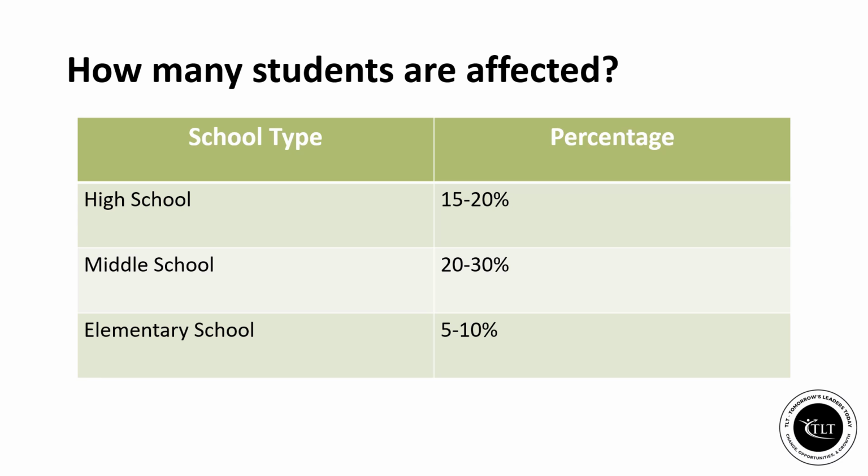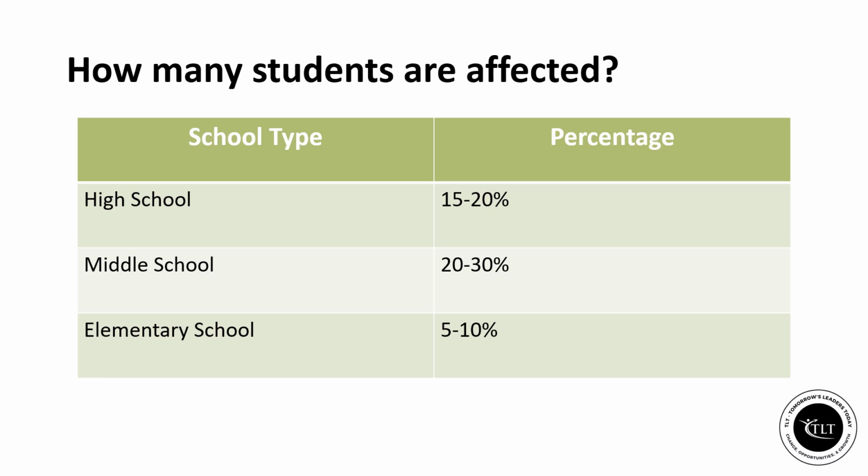Cyberbullying is a significant issue impacting students of all ages. Unlike traditional bullying, cyberbullying can occur 24/7, reach a wide audience quickly, and often allows the bully to remain anonymous. So let's look into some statistics on how many students are affected.